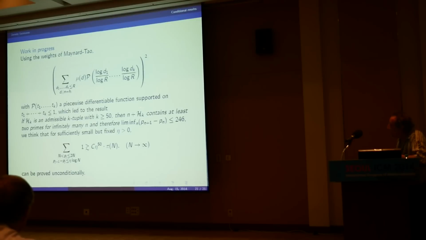and we hope to finish this in a few months. Since the Maynard-Tao method works with tuples greater than or equal to 50, the prediction is that we will be able to get eta to the 50 here, so there's more work to be done.